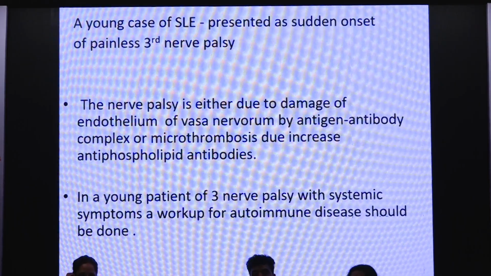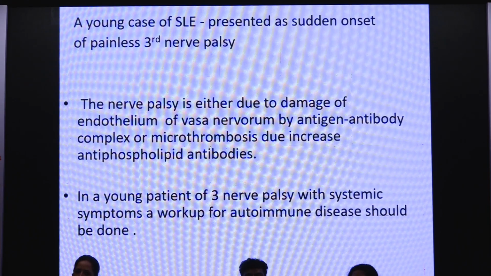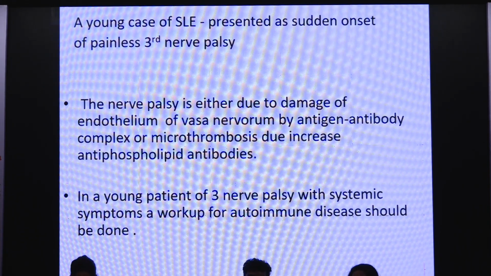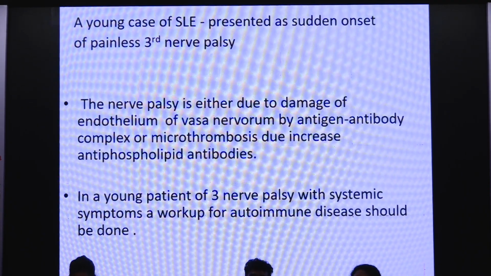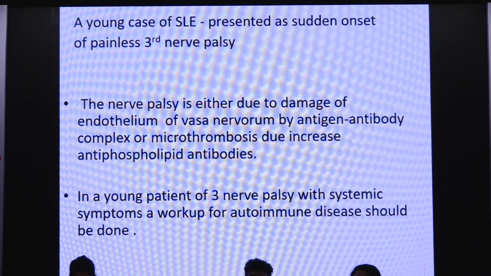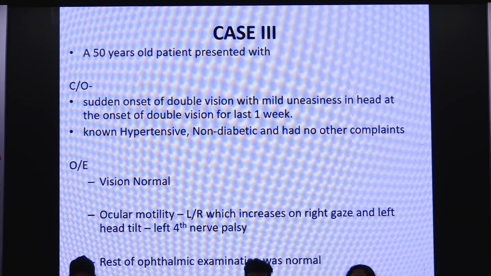So third nerve involvement in SLE is due to damage of the endothelium or the vasa nervosa by the circulating antigen-antibody complexes, or there could be a microthrombosis, as we know these patients have increased antiphospholipid antibodies. So it's a kind of ischemic third nerve palsy. So in a young patient with third nerve palsy who has systemic symptoms, we should ask whether any associated symptoms are there or not. A workup for autoimmune disease to rule out vasculitis as the cause should be done.